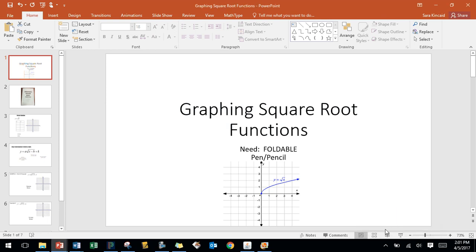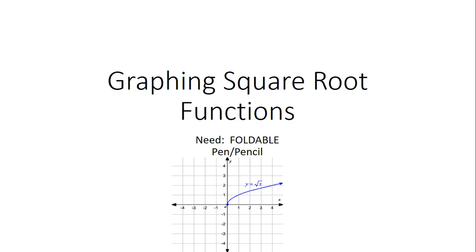Hello everybody, today we are going to take a look at graphing square root functions. So we've been talking about solving, we've been talking about how to simplify roots. Now it's time to take a look at what the graph of something that has a square root in it looks like. What kind of graph does it make?